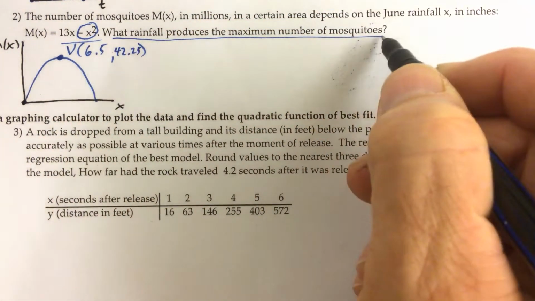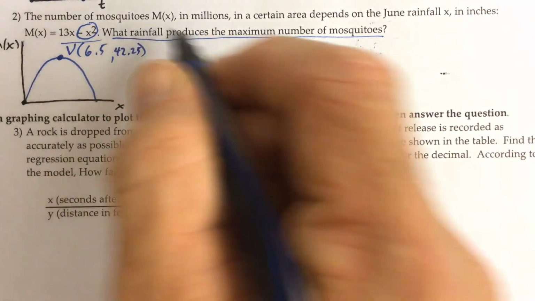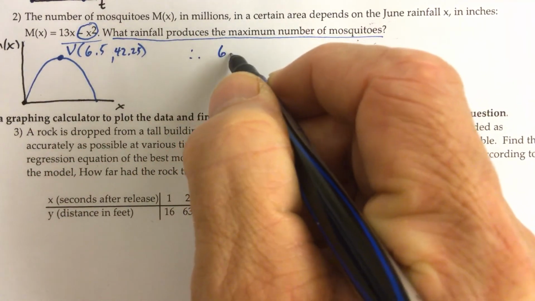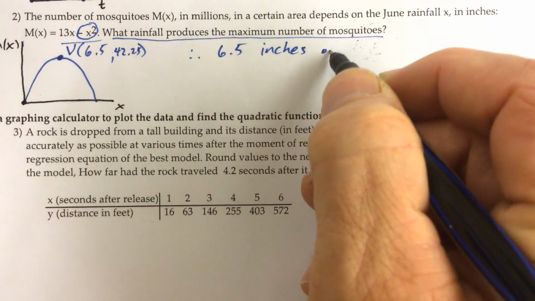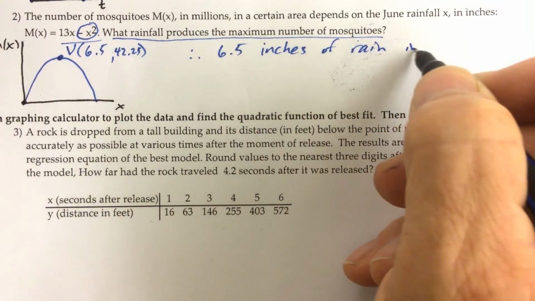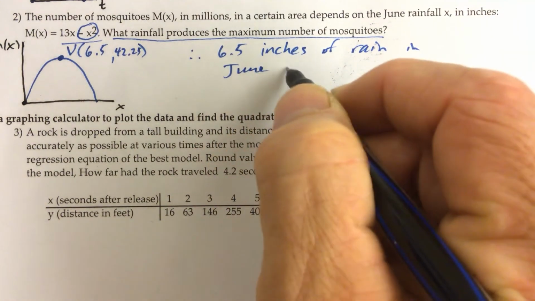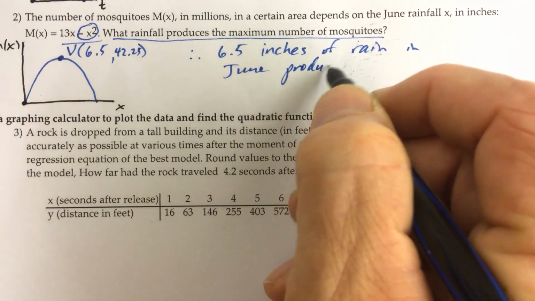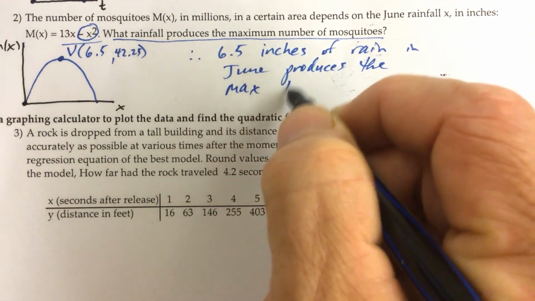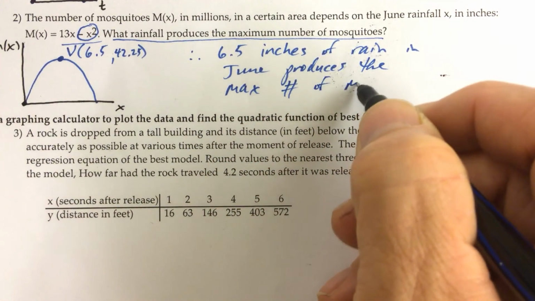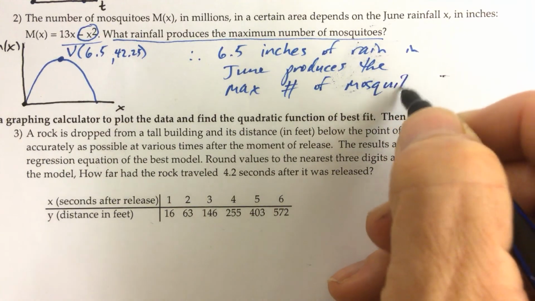And so the rainfall that produces the maximum number of mosquitoes is 6.5 inches of rain in June. So I hope that helps.